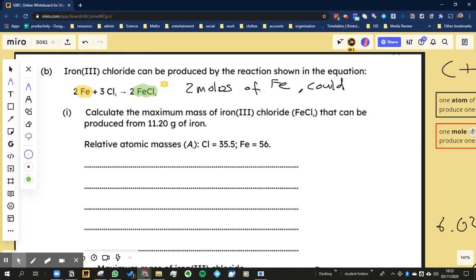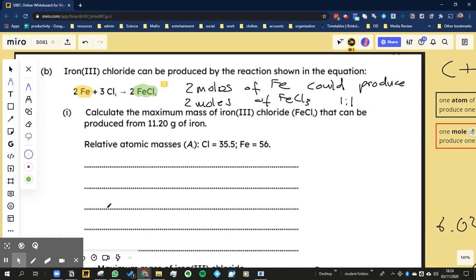2 moles of Fe could produce 2 moles of iron chloride. So in other words, 1 mole of iron could produce 1 mole of iron chloride, couldn't it? Or 20 moles of iron could produce 20 moles of iron chloride. The point is, it's 1 to 1, right? So now we can say that that's just the balanced equation. It wouldn't matter how much iron chloride we actually have. That's beside the point.